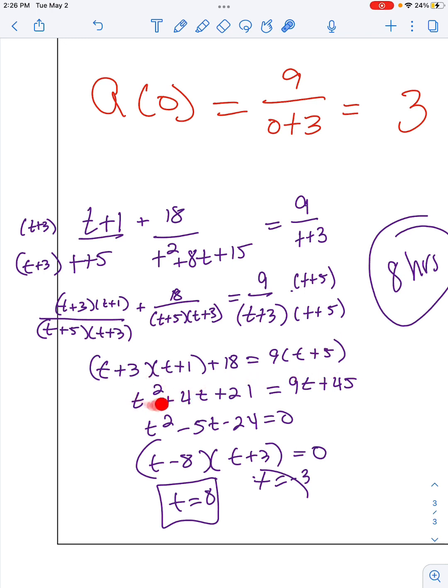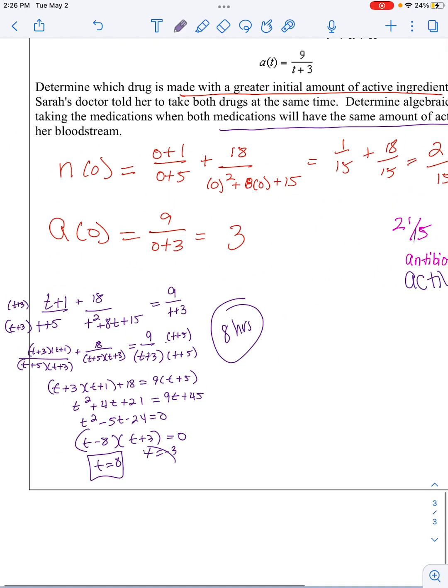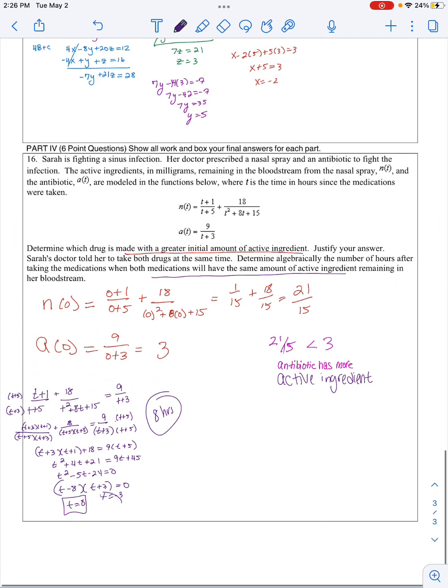Again, I have this t squared, so it's a quadratic, which means I need this side to equal 0. So I move everything over to the other side. T squared minus 5t minus 24 equals 0. Well, that can get factored by t minus 8 times t plus 3. Do my t chart. T ends up equaling 8, and we're negating this -3 because time can never be negative. So after 8 hours, they will have the same amount of active ingredient. Okay?